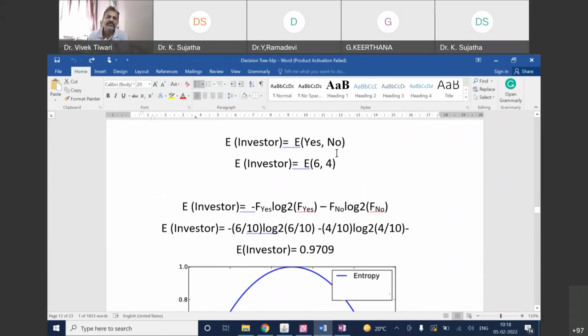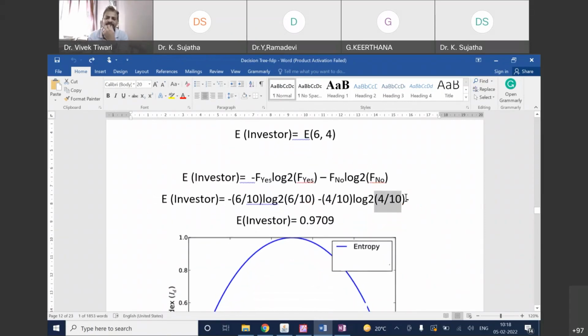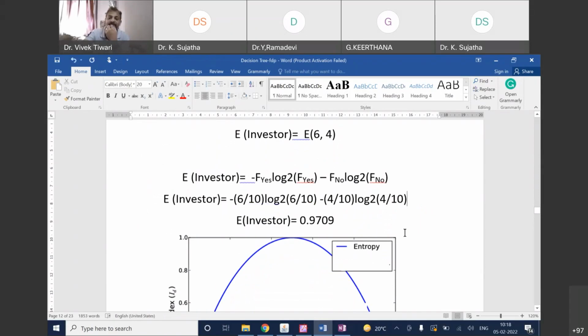You put it into the formula: minus 6 by 10, log base 2 of 6 by 10, minus 4 by 10, log base 2 of 4 by 10. Solve it. So the entropy of the investor, meaning the entropy of the class, we have calculated. It is 0.97. So it is clear to everybody how to calculate the entropy of the class label. Very simple.